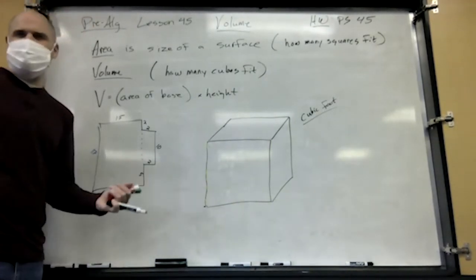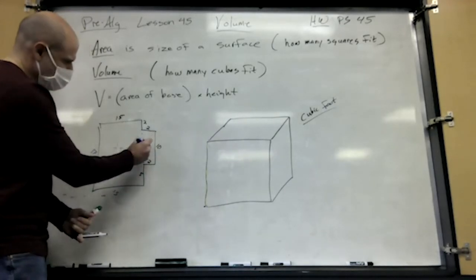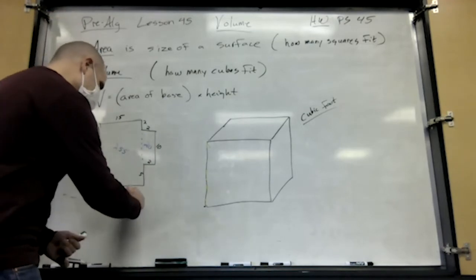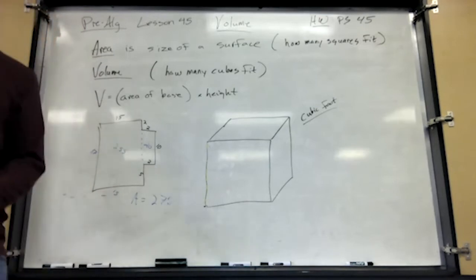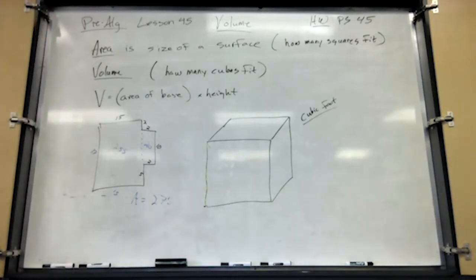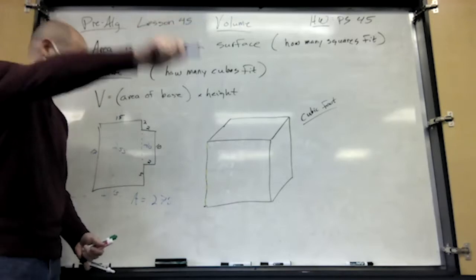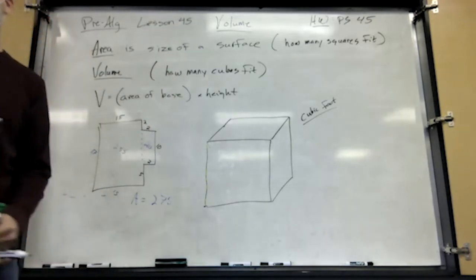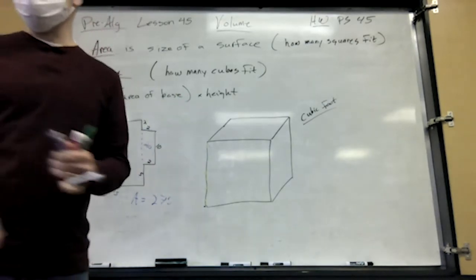All right, so what is that? 15 times 17 is 255, plus 20. So area equals 275. There's 255 in this area, and then in this part, you can fit 20 more boxes. So the total area of the floor is 275.